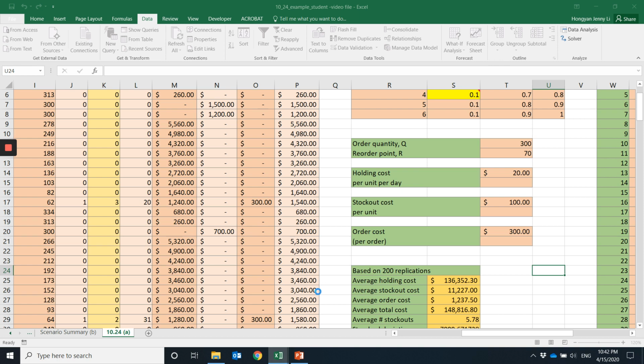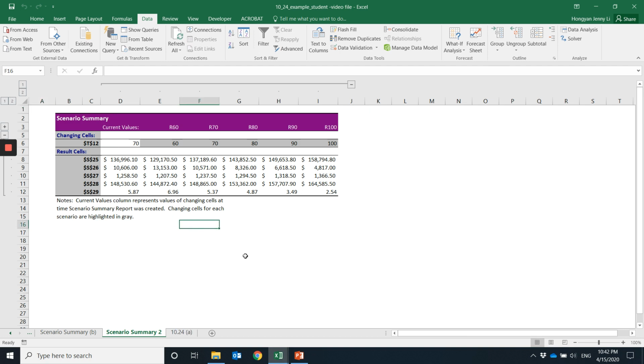Then it will get a new worksheet as a scenario summary. Now we can see the output for the different alternatives from 60 to 100. Again, for the total cost, you can see the current order quantity equals 300. The total cost goes from 144,000 to 164,000. So we are pretty sure we should also reduce the reorder point in this scenario. We can rename the sheet as C. In B, I can put the reorder point equal to 70.